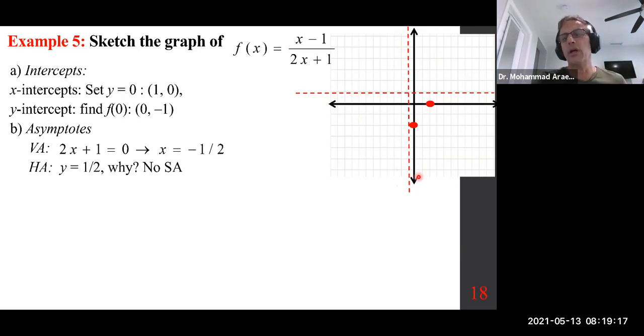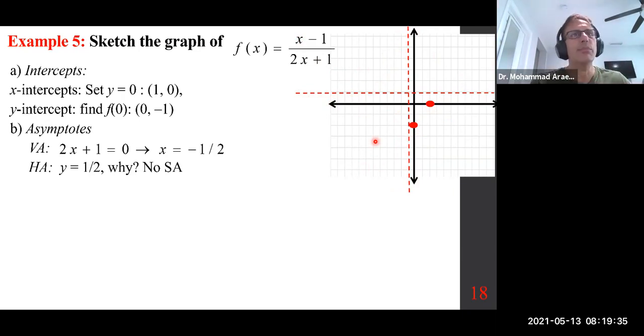Because all you need, pick up a point on each side. Again, this side we have 2, on this side we can pick 1. To the left of the vertical asymptote, remember the vertical asymptote x equals negative 1/2, for example, pick negative 1, plug in and calculate, okay?